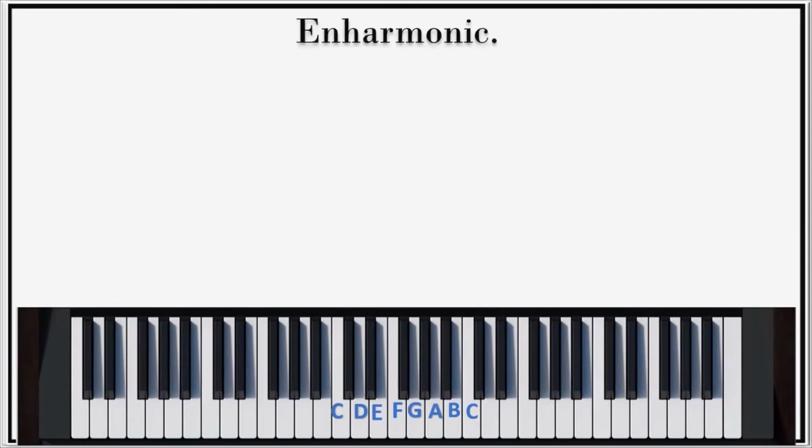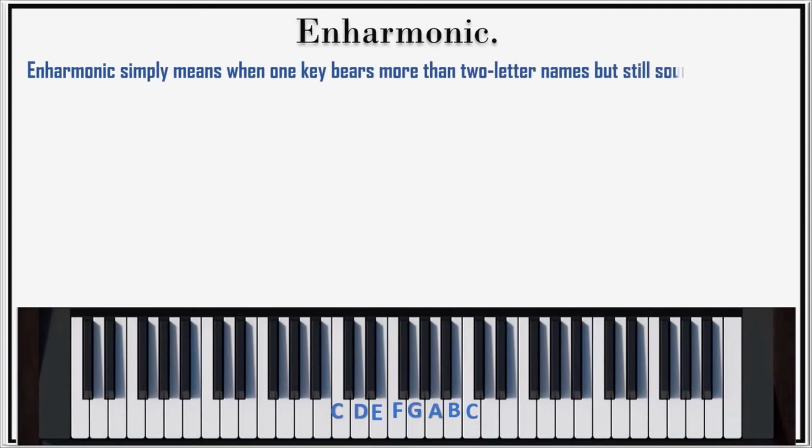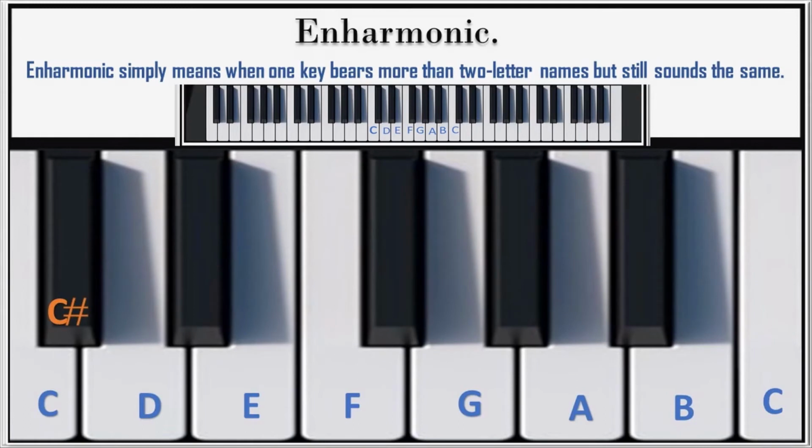Now, enharmonics. Enharmonics simply means when one key bears more than one letter name but still sounds the same. Just like when a person has more than one name but still possesses the same character. For example, the black key immediately after C is called C sharp because it is the first black key after C. Also, the black key immediately after D is called D sharp because of the same reason. The black key immediately after F is called F sharp. The black key immediately after G is called G sharp. And the black key immediately after A is called A sharp.